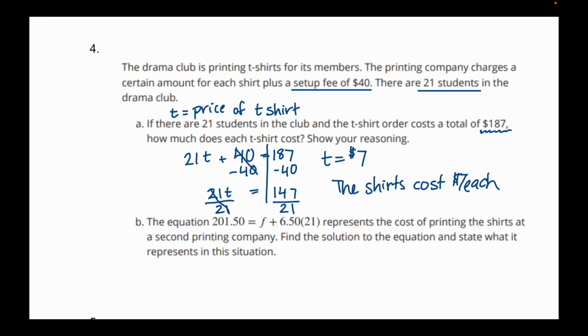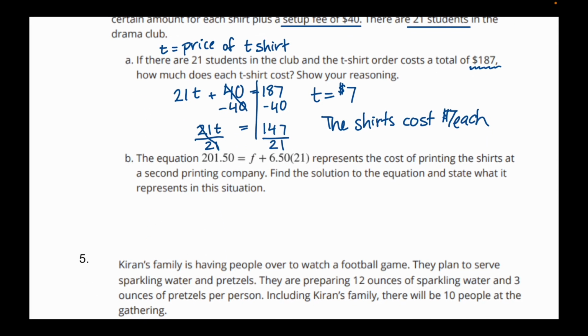Okay, now this is a different company with a different equation in part B. The equation 201.50 equals F plus 6.50 times 21 represents the cost of printing the shirts at a second company. Now we want to find the solution to the equation and then state what it represents. So let's do the simplifying part first. So I'll write out my equation here. 201.50 equals F plus 6.50 times 21.